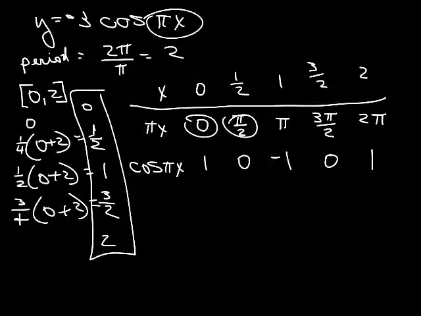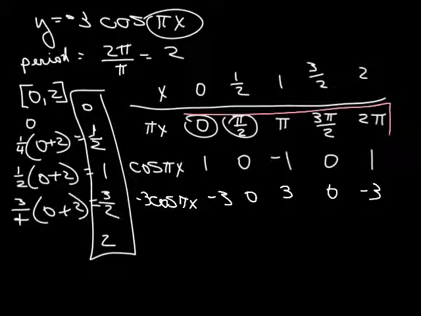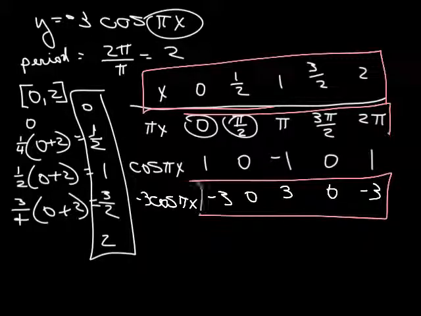Alright, the last part of this says that we're almost there, we're almost at y, but now we have to multiply each one of these times negative 3. So it's actually negative 3 times the cosine of pi x. So negative 3 times 1 is negative 3. 0 times negative 3 is 0. Two negatives give me a positive. Get a 0 again. Get a negative 3. So here are my x values, and here are my y values.